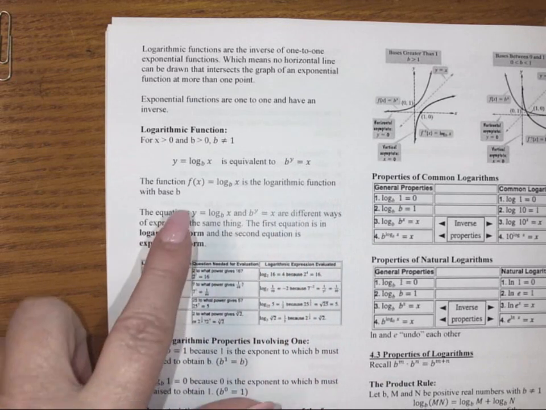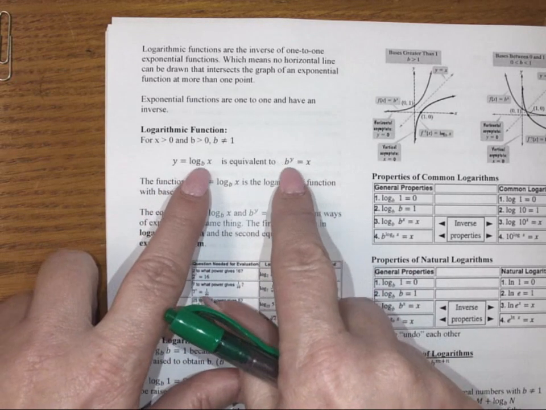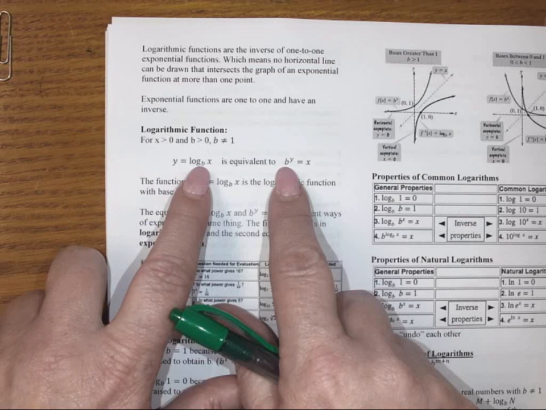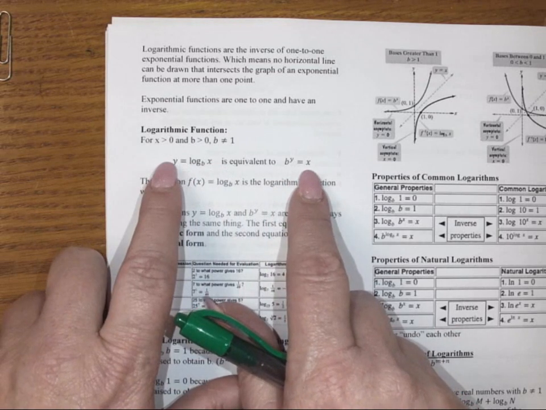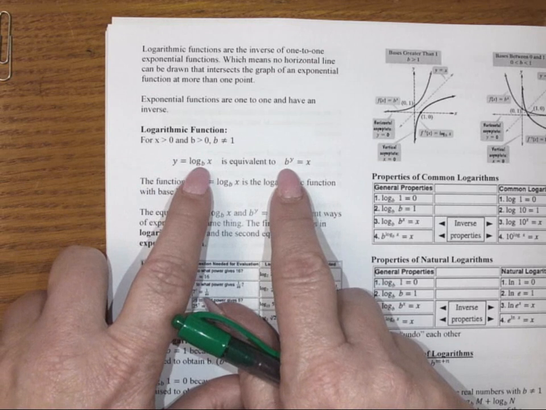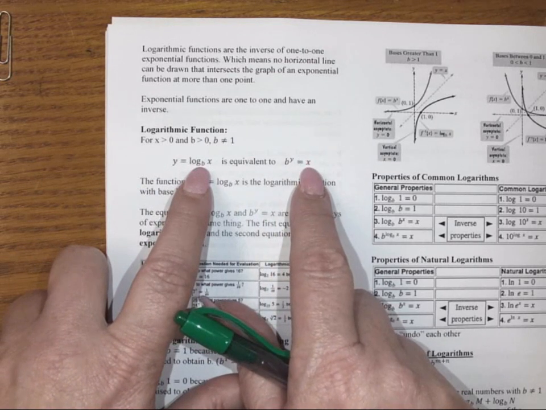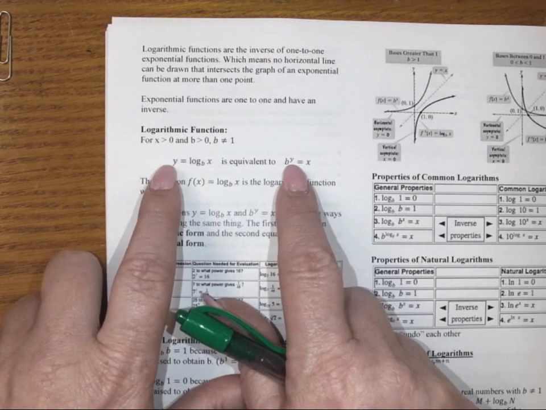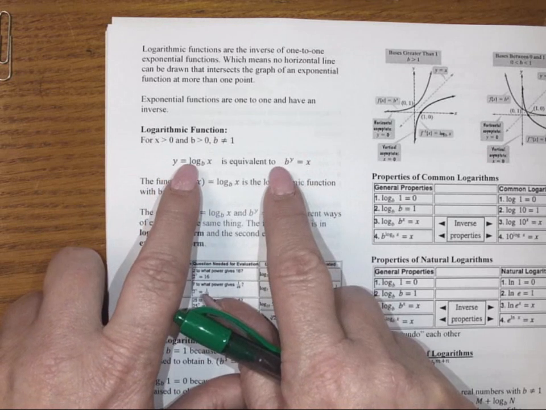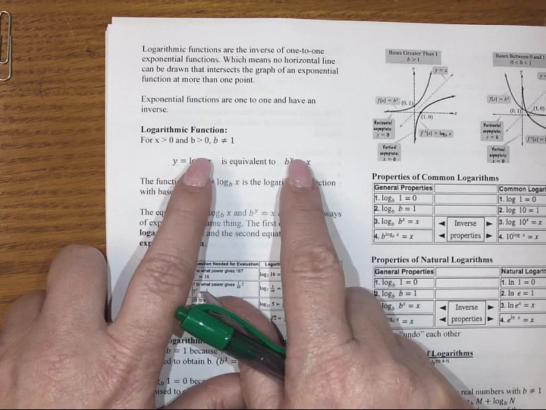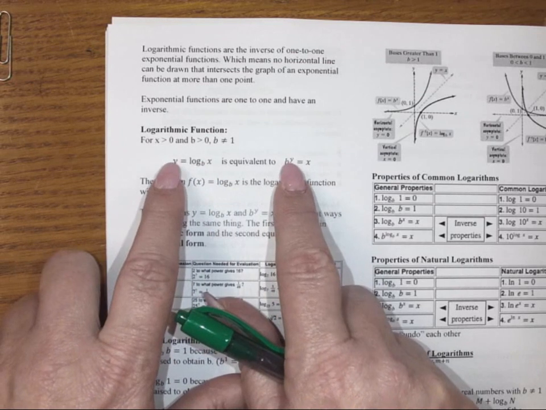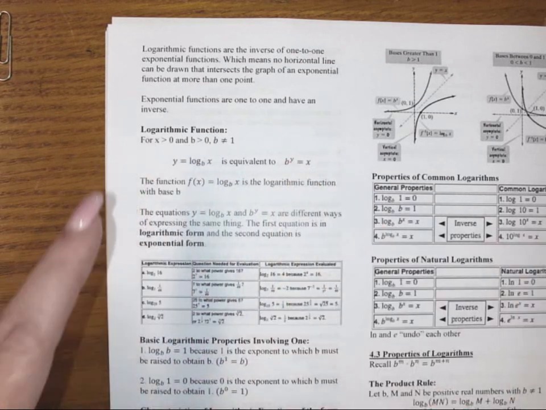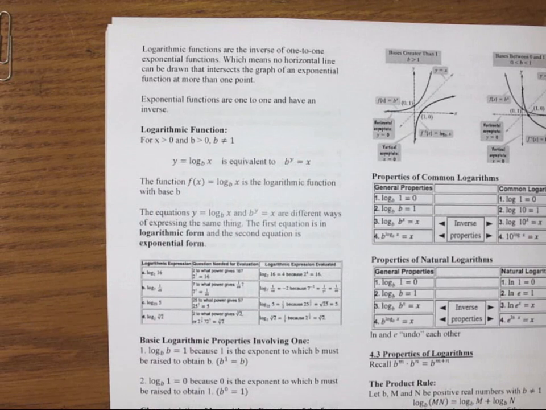As you pay attention to this, notice where the placing is. We have a b, we have the x, and we have the y. So log base b of x equals y, and b to the y equals x. Notice how those follow in there.